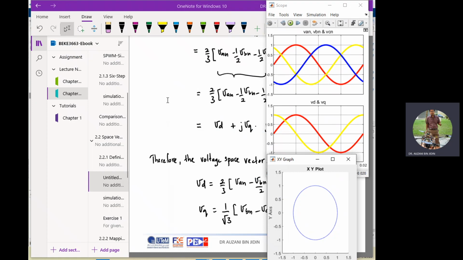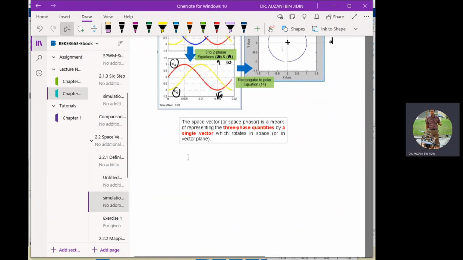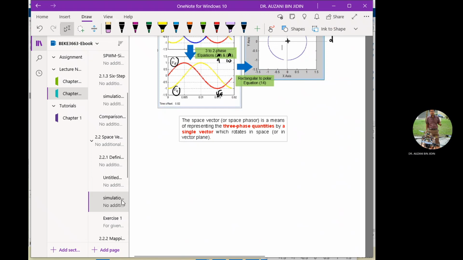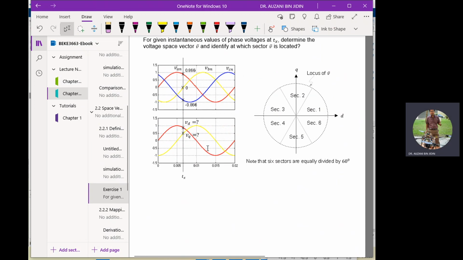Okay, any question? Okay, so far so good. Slow and steady. All right, so simulation pass. Then we go to exercise.